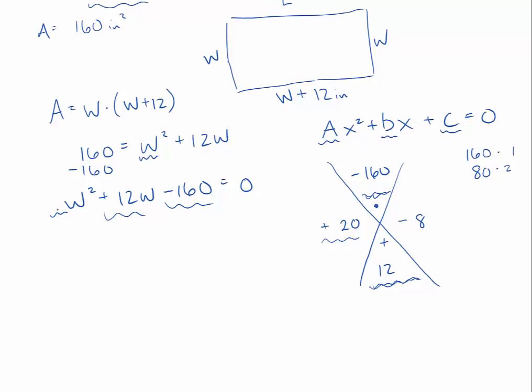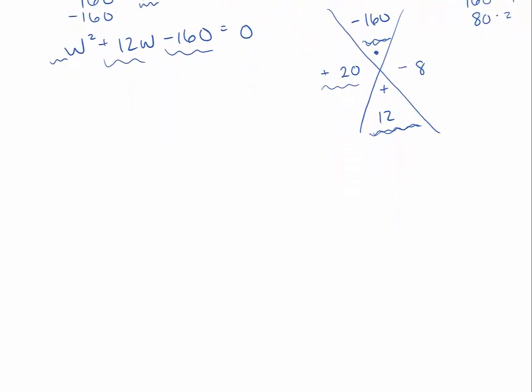Once I get those numbers, assuming that the coefficient in front of the W squared is a 1, I can simply do this. I make two sets of parentheses, and I put a W here and a W here. And I know that W times W is W squared, so I'm on the right track. If it was like a 3W squared, then one would have to be a 3, and it gets more complicated. We'll work on examples of those in other videos. But for this one, all you have to do is plug in what numbers you have. Plus 20, minus 8. And again, if I use my FOIL method and FOIL this out, I will get W squared plus 12W minus 160. And so we know that we're good here.